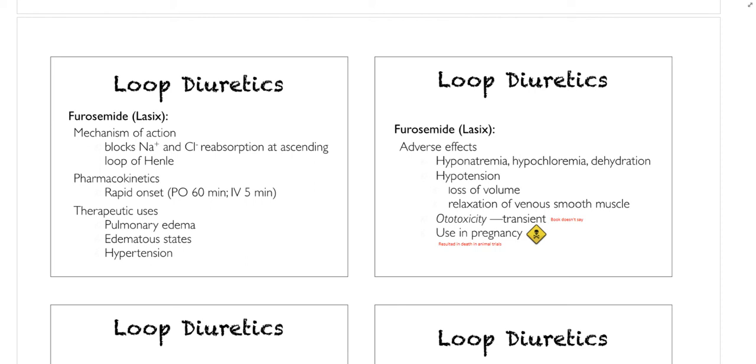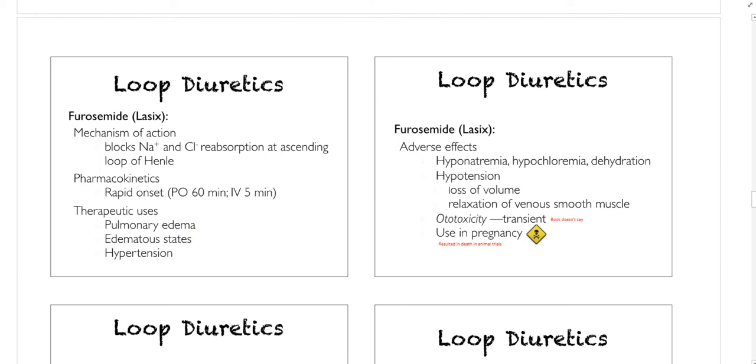And then we also have the IV version, which is going to start acting right at 5 minutes. And that's going to be when someone's got really strong crackles in their lungs, they're having severe dyspnea, they're starting to go kind of cyanotic. It's like this person may go into respiratory failure if we don't do something now. So we're going to inject them with some Lasix, and that's going to cause them to start peeing like a racehorse. So of course we're going to be using this for pulmonary edema, any other kind of extreme edematous state, and hypertension.